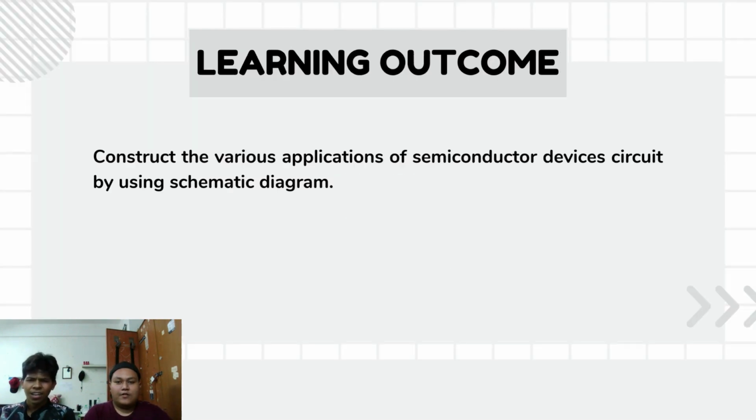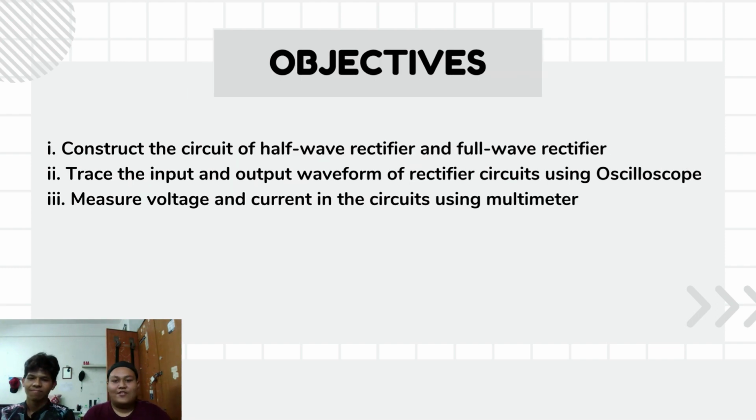Learning outcome. Construct the various application of semiconductor device circuit by using schematic diagram. Okey, seterusnya objektif. First, construct the circuit of half-wave rectifier and full-wave rectifier. Second, trace the input and output waveform of rectifier using oscilloscope. Number 3, measure voltage and current in the circuit using multimeter.